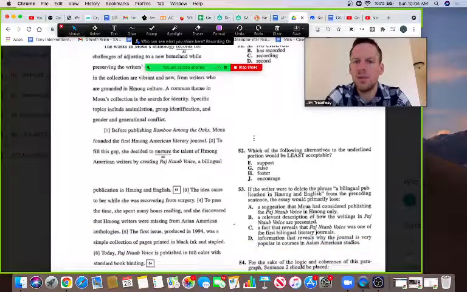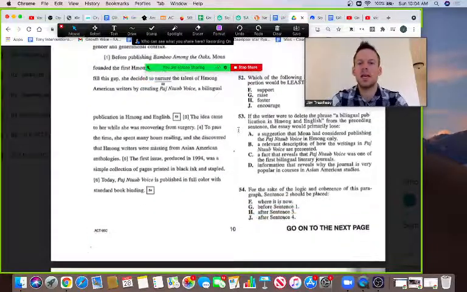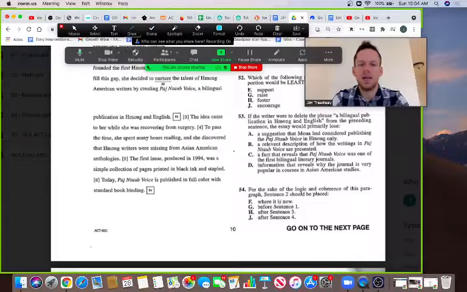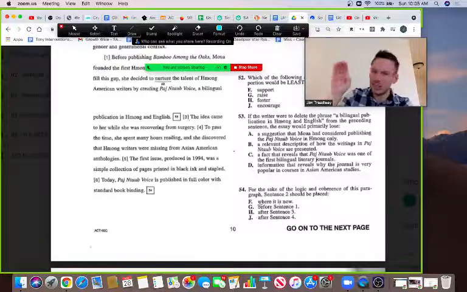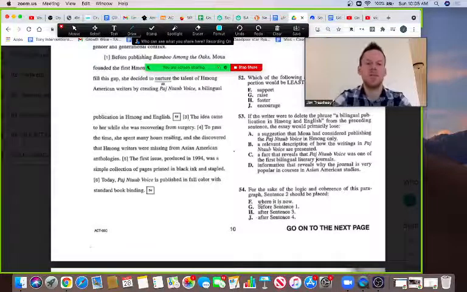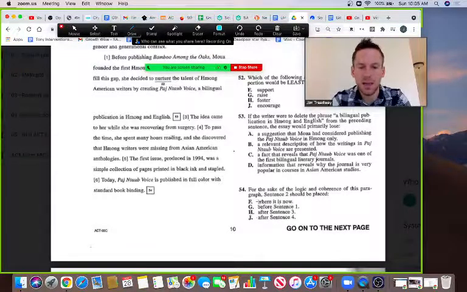So if we look at the end of the previous paragraph, "a common theme in Mua's collection is a search for identity. Specific topics include assimilation, group identification, and gender and generational conflict." And then sentence 2 goes, "to fill this gap." I don't see a gap talked about. So again, I do not like G. If we're doing ends to beginnings, the end of the previous sentence must connect directly, logically, exactly to the beginning of the sentence following. It's not happening in either F or G.